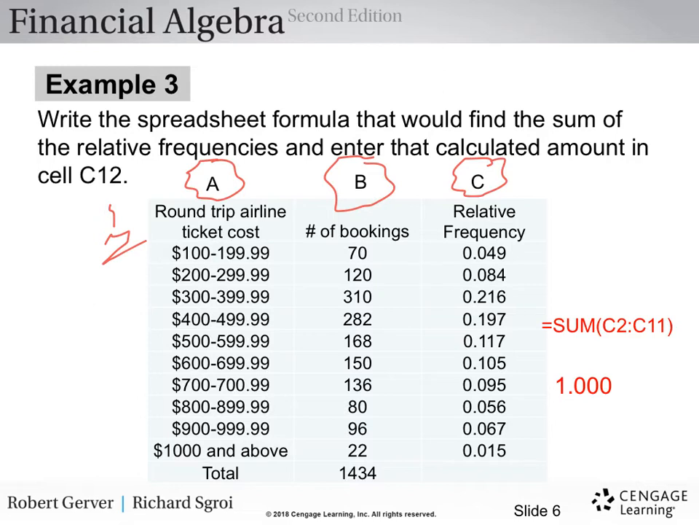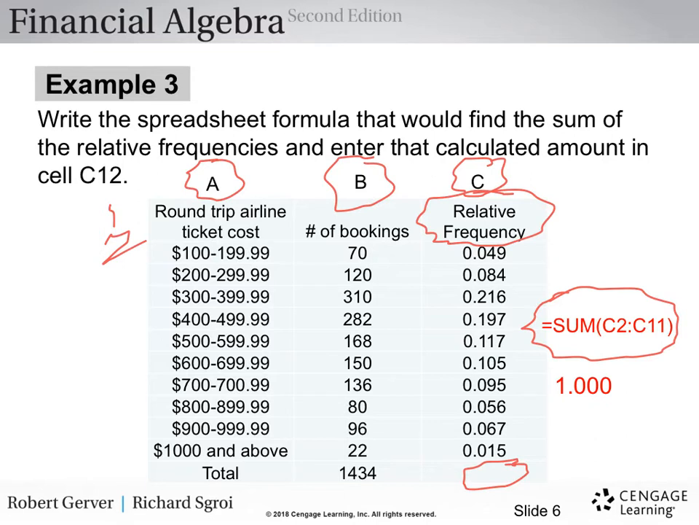So it says, write the spreadsheet formula that would find the sum of the relative frequencies and enter that calculated amount in C12. Well, C12 is down here. All right, here's relative frequency, the C column. Now, the formula that you plug into this cell down here is simply this right here. Equals the sum C2 colon C11.